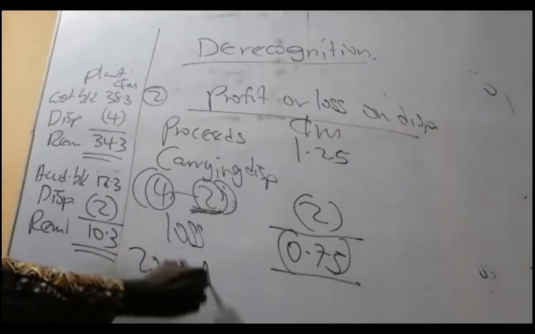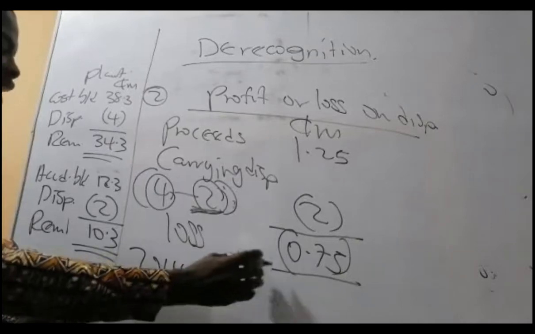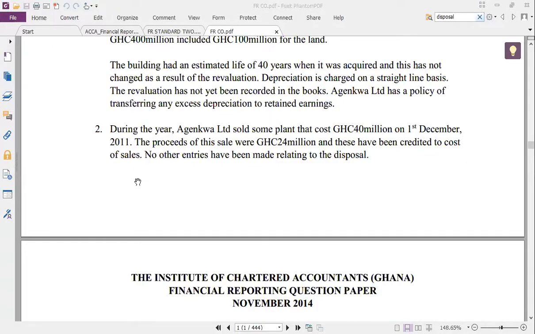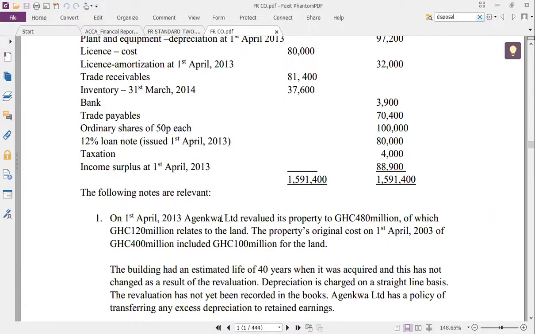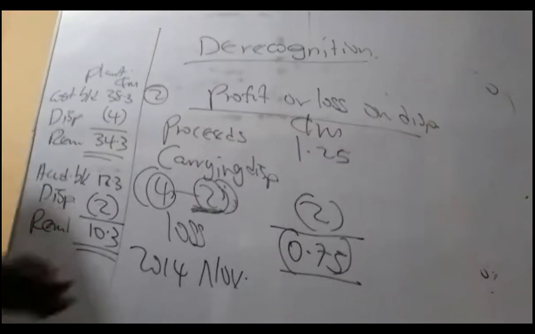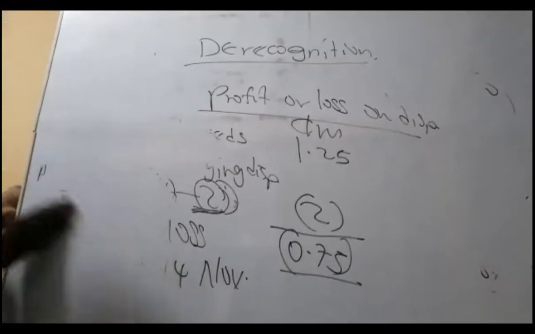2014 November. The name of the question is Ajinkwan Limited. Let me see if I can project a part of that question. Note 2. Ajinkwan Limited. That's question number 1. Great. Now we can proceed to IAS 40, to finish the IAS 40. Good.